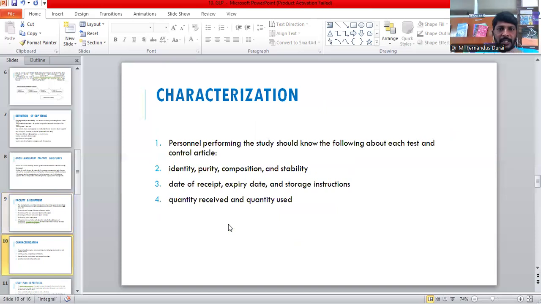Okay. The characterization in GLP. The personnel performing the study should know the following about each test and control article. Each and every test should contain the following things. One, identity: the sample name, quantity, date, whatever it may be. Purity: whether it is crude or purified, and what composition is present in the test article or sample. And the stability: heat stability, thermal stability, or water stability, because this item is going to be used in the equipment.